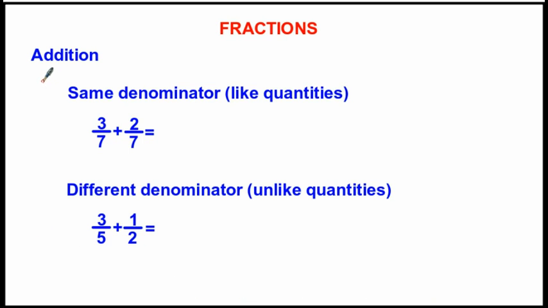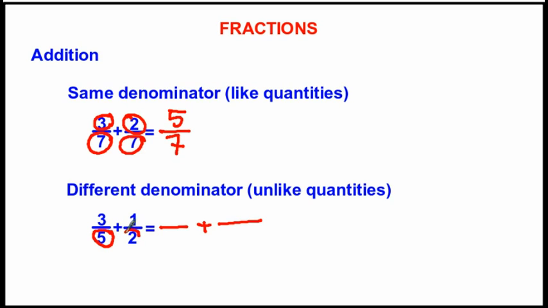Let's see how to sum fractions. If they have the same denominator, it's very easy because you have to keep the denominator and sum the numerators, so the result is 5 because 3 plus 2 is 5. But now we have a problem if the denominators are not the same. We solve this very easily: if we multiply each denominator by a number to find equivalent fractions with the same denominators, we will solve the problem.